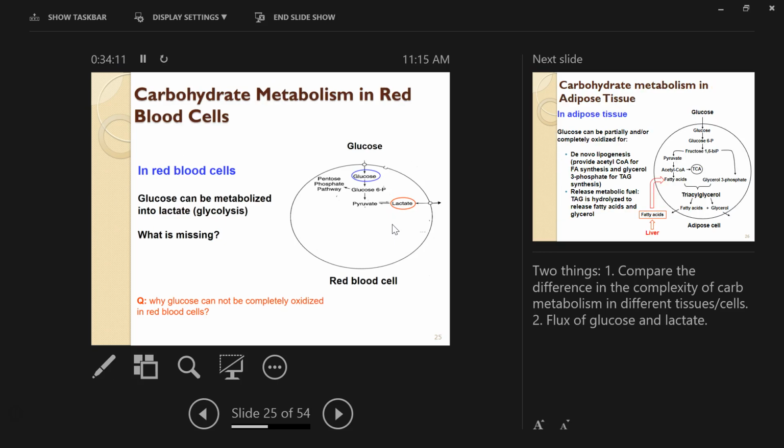And in red blood cells, because of no mitochondria, the pyruvate generated from glucose glycolysis will be converted to lactate, right? So lactate is the final product in red blood cells, right? And once lactate is generated, red blood cells also contribute a lot of lactate to the circulation. So lactate is generated and released into the circulation and picked up by the liver for gluconeogenesis, right?